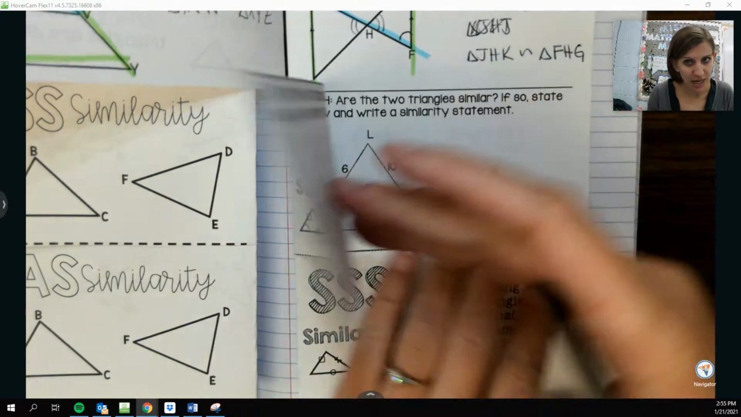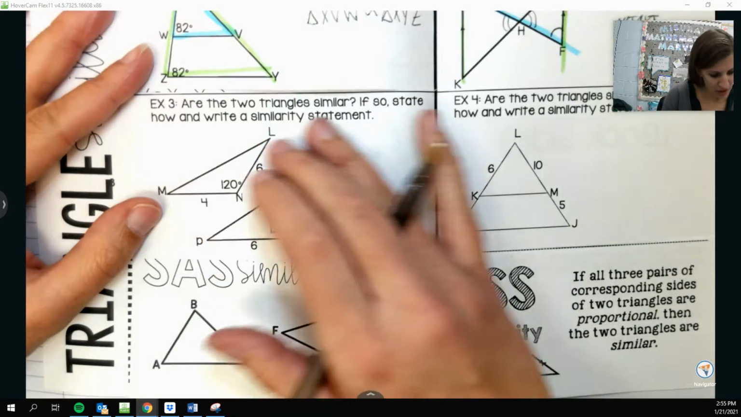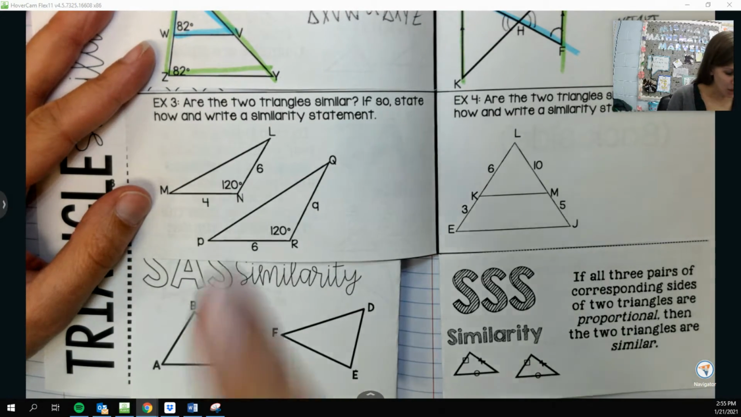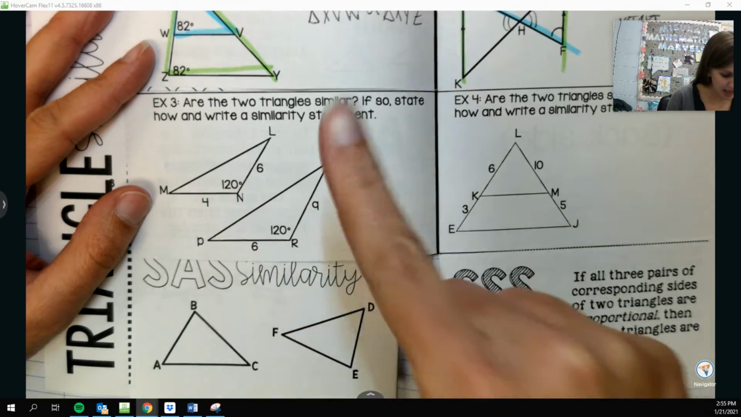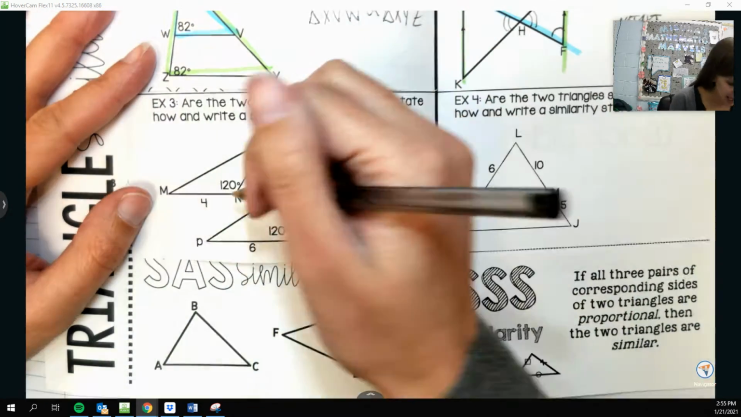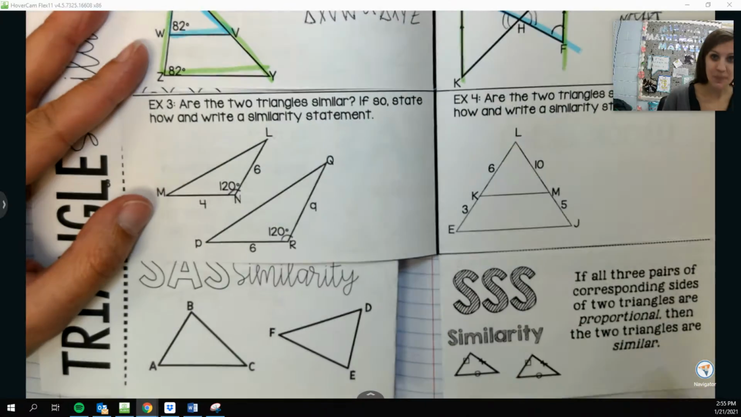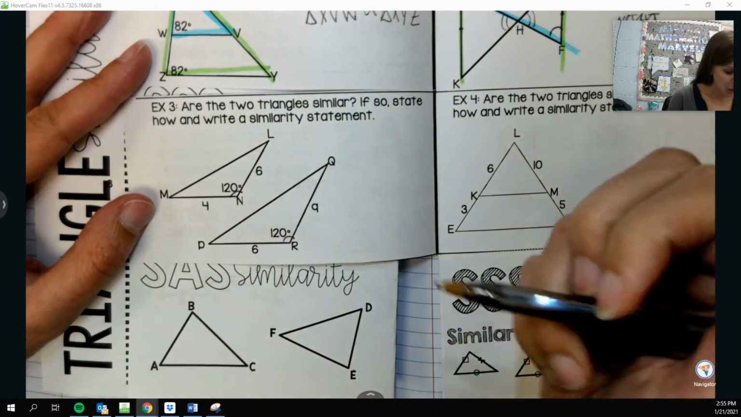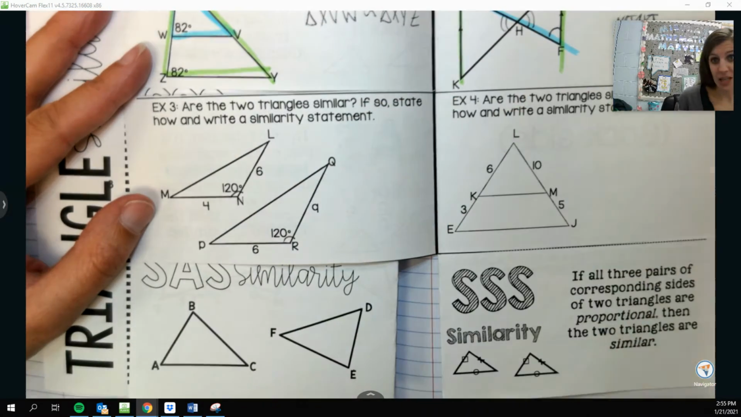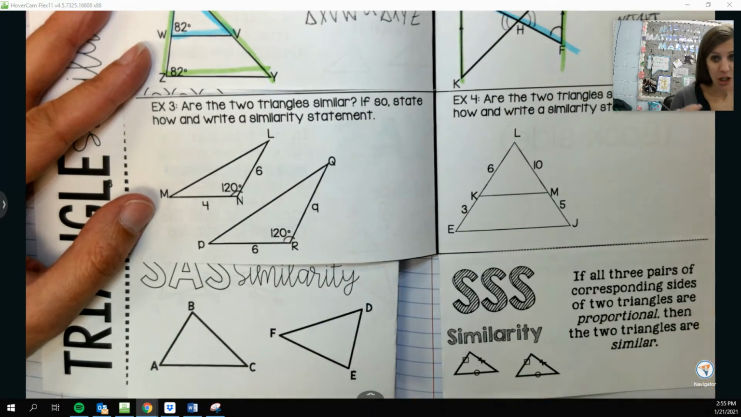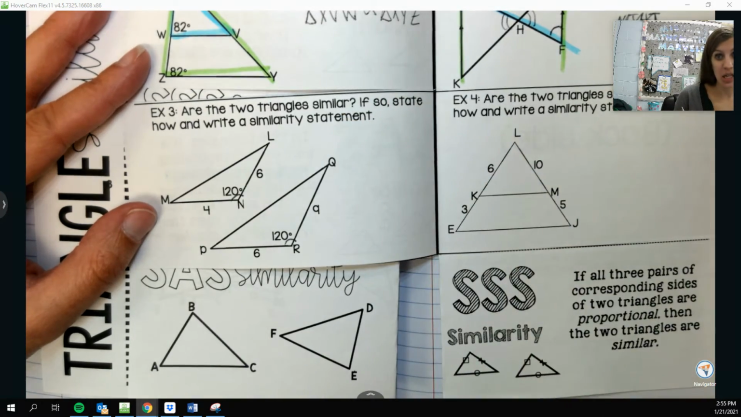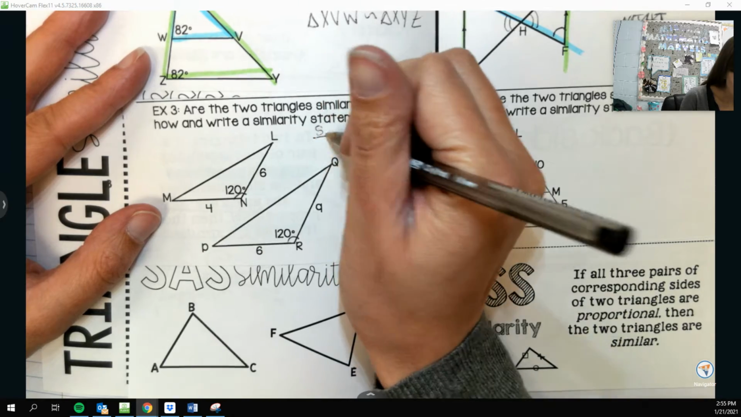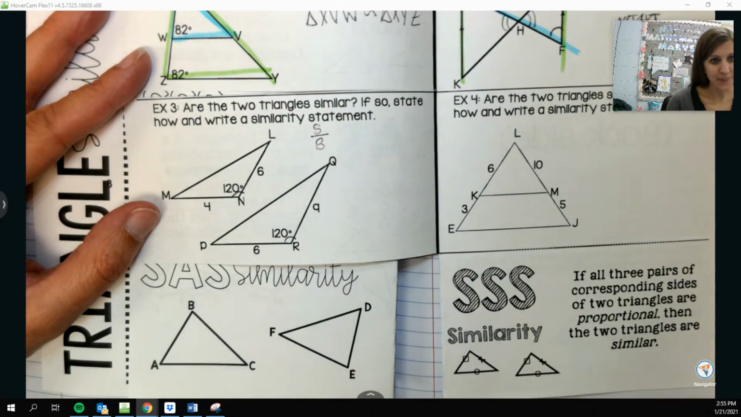Okay, so if we try some of those out, are the 2 triangles similar? If so, state how, write the similarity statement. So I can see a side angle side thing going on, and I can see that the angles are congruent, so that's a good start. But I need to know, are the sides proportional? So the smaller side, and again, like we were doing with the polygons, you can choose how to write your fraction. You just need to be consistent. So I'm going to do the smaller triangle on top and then the bigger triangle on bottom.